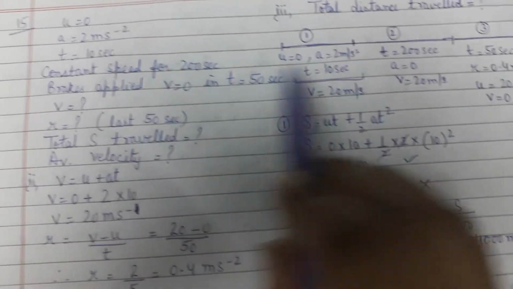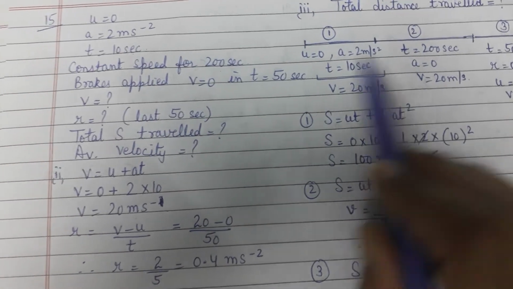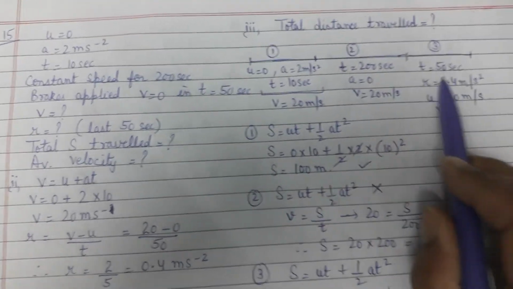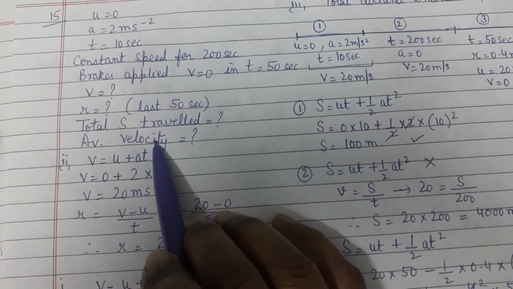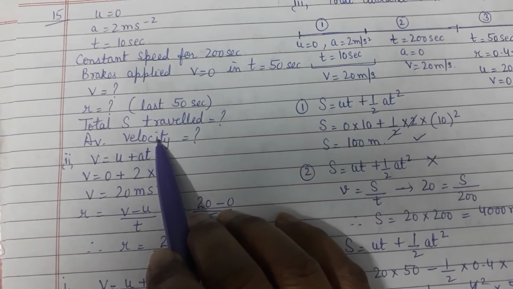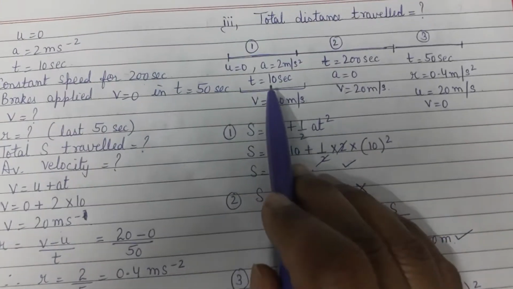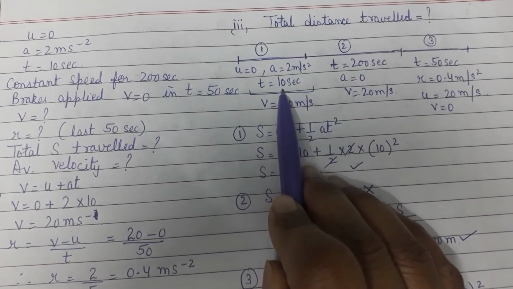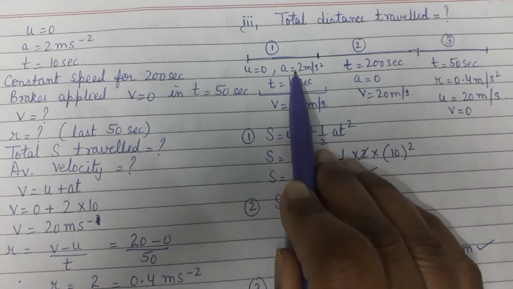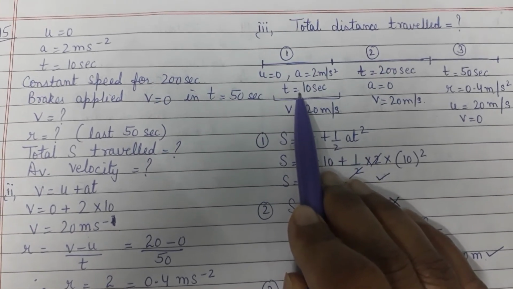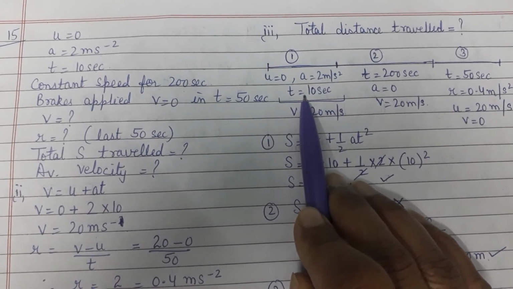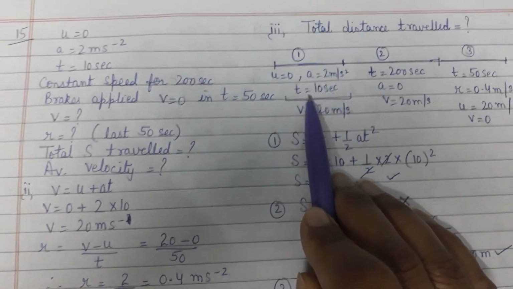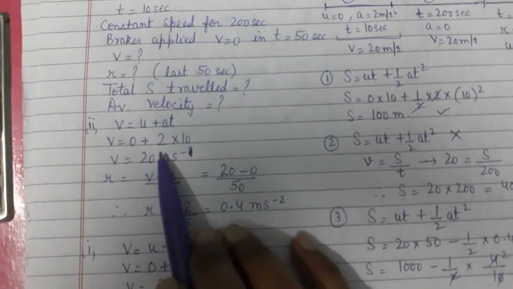Then we are supposed to find out the retardation in the second slot, the total distance traveled combined for the 3 slots, and of course the average velocity also. Now first of all, children, I pick up the first slot where I know the value of U, A and T, and I can easily find out the value of V by using the formula V is equal to U plus AT. When I work this out, I get the value of V to be 20 meters per second.